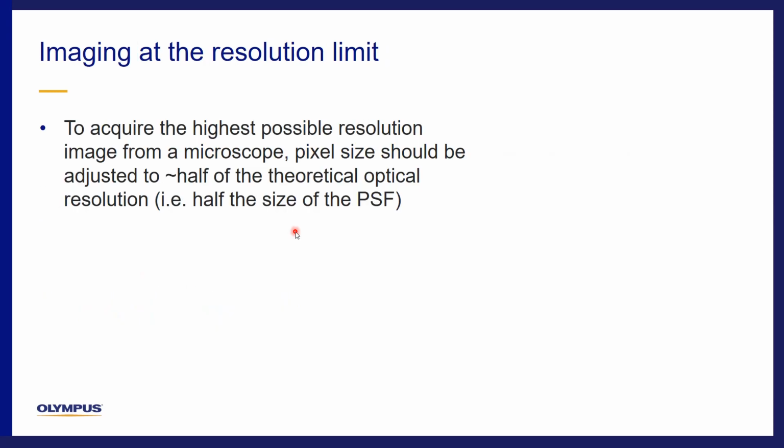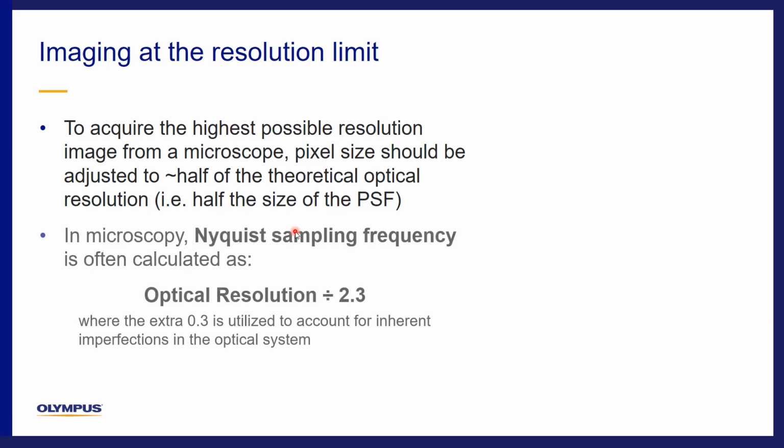Now, how do you acquire at the maximum limit? How do you get the best possible image? To acquire the highest possible resolution, your pixel size should be half of the maximum possible resolution. In microscopy, we typically use the term Nyquist sampling frequency, and I've been saying make your pixels half as big. That's a slight approximation. In optical microscopy, the true value is actually the resolution divided by 2.3. The extra 0.3 accounts for some inherent imperfections in any optical system.